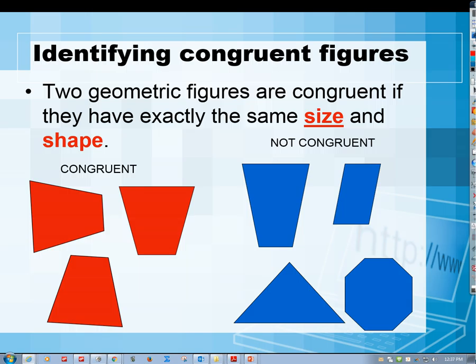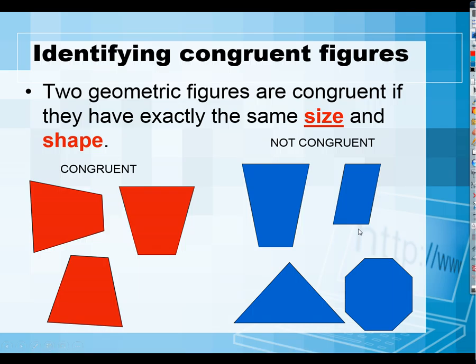And this one is maybe a little bit distorted, but if it were a little bit wider, it would be similar to this one. It's the same shape, but a different size, isn't it? So it's also not congruent, okay?